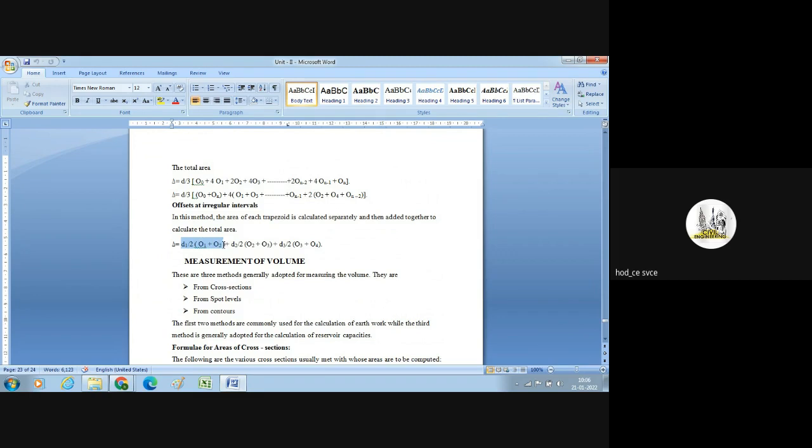So this is the formula for the trapezium. Instead of the division height h we have d1, so d1 by 2 into the successive ordinates, O1 plus O2, right?